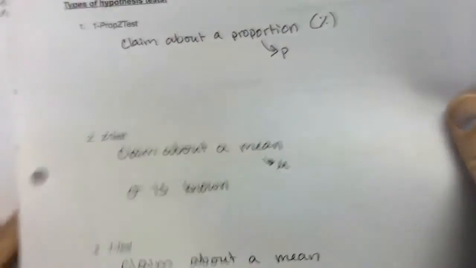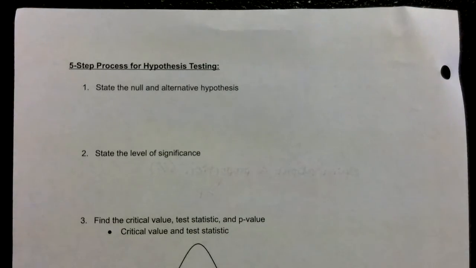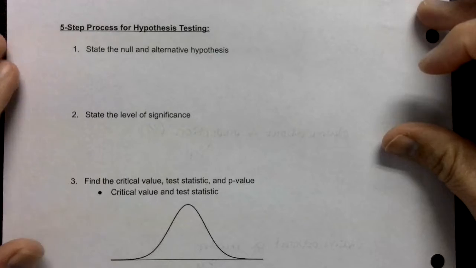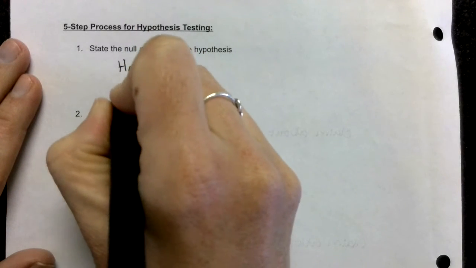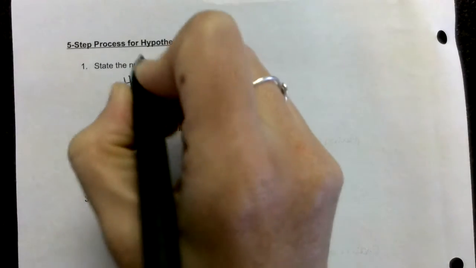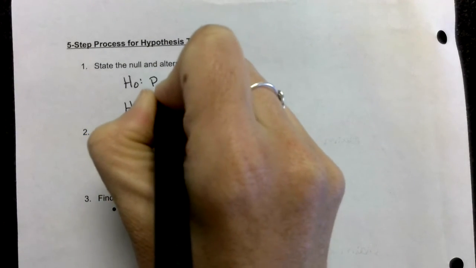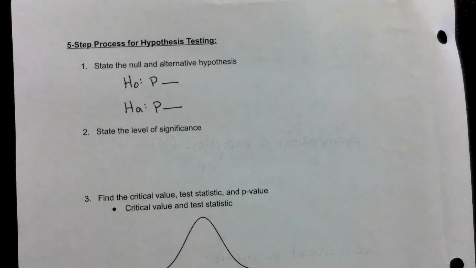In order to run a test of hypothesis, we have what is called the 5-step process. Stating your null and alternative hypothesis is the first thing. Your null hypothesis is denoted by H sub 0. The alternative is denoted by H sub A. If you're talking about proportions, you're going to use a p, and you're still going to have p in both of these.